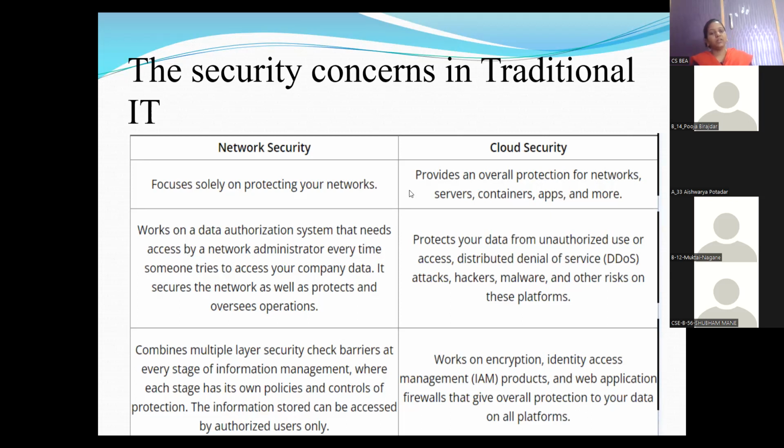In case of network security, it combines multiple layers of security check barriers at every stage of information management, where each stage has its own policies and controls of protection. So the information stored can be accessed by authorized users only. But in case of cloud, it works on encryption, identity access management, that is the IAM services, then web application firewalls that give overall protection to your data on any platform.